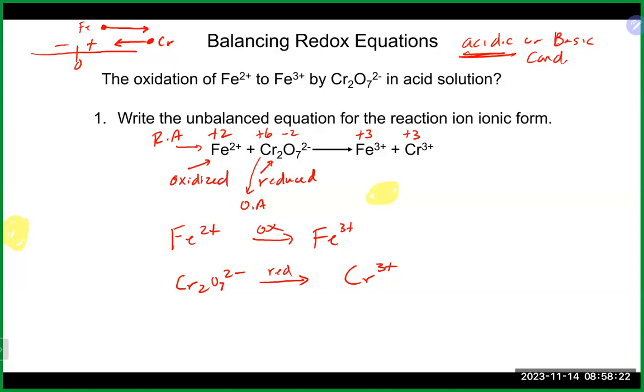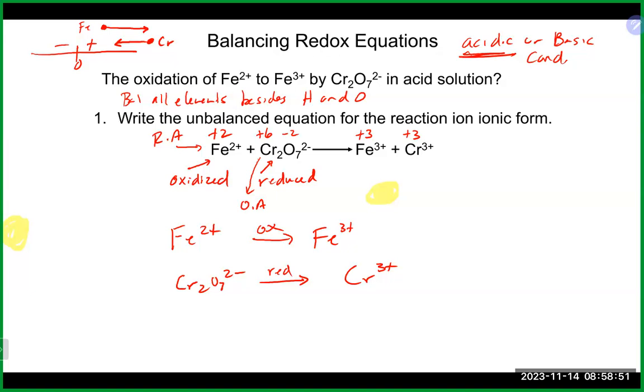Once you split it off into its half reactions, the next thing that you want to do is balance all the elements except for hydrogen and oxygen. So basically you want to balance all elements besides hydrogen and oxygen. And the way that we balance it is just like a normal equation. We're just going to add a coefficient to do so.